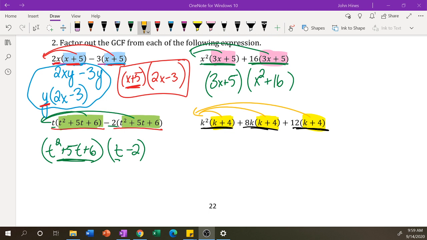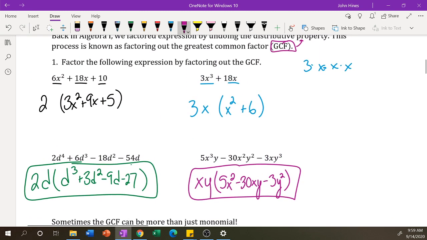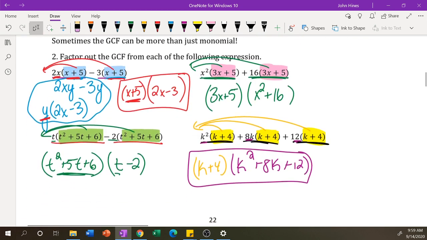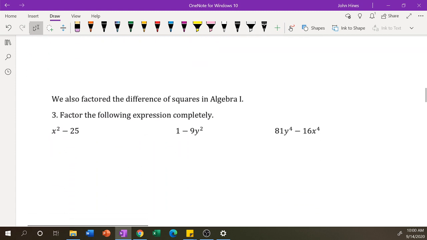So hopefully, in that awkward pause there, that we're all going to talk about in class when you see me again, we're going to factor out that k plus 4, and then now the question is, what's left over? What was left behind? Well, I have a k squared, I have an 8k, and I have a 12. That's how I can GCF out that k plus 4. So we've done some 9th grade GCF. Well, yeah, you factored out the 2. But in Algebra 2, we can expand our ideas of GCF factoring to factoring out chunks of binomials or trinomials.